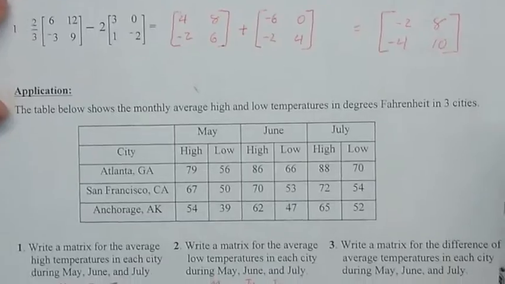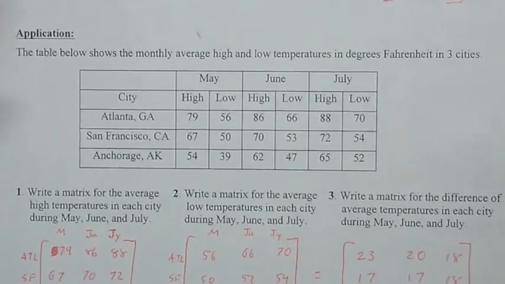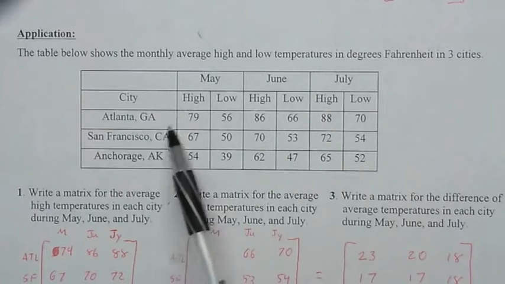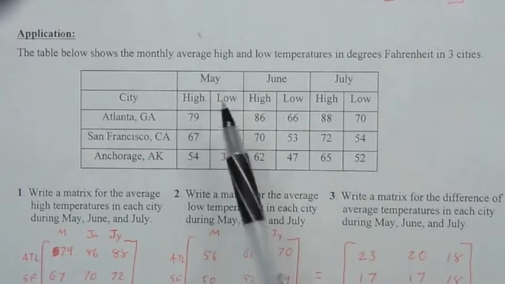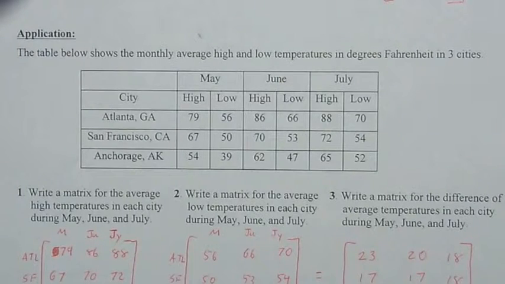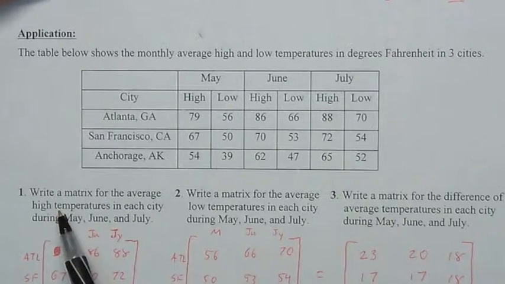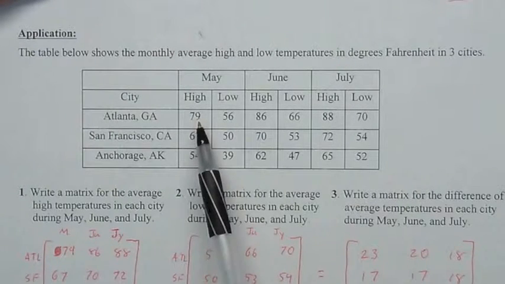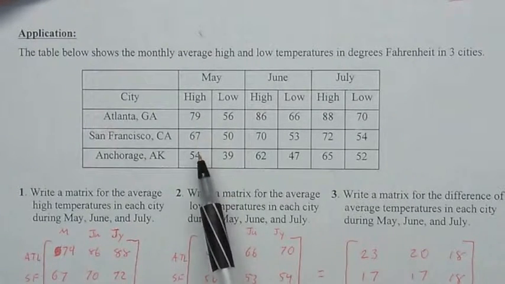Now, application. What are matrices used for? They actually give us quite a bit of data. This is a little chart with the highs and lows for the 3 months of May, June, and July for the cities of Atlanta, San Francisco, and Anchorage, Alaska. It says write a matrix for the average high temperatures in each city. So I can go Atlanta, San Francisco, Anchorage, May, June, July, and just get the high numbers: 79, 67, 54.